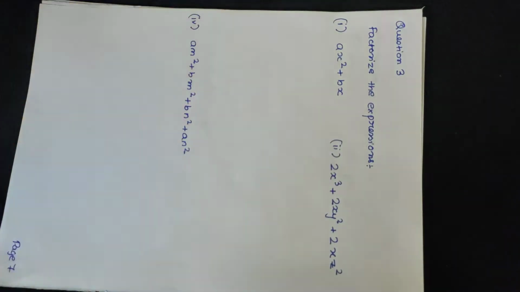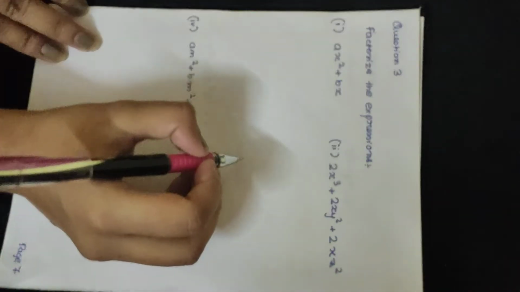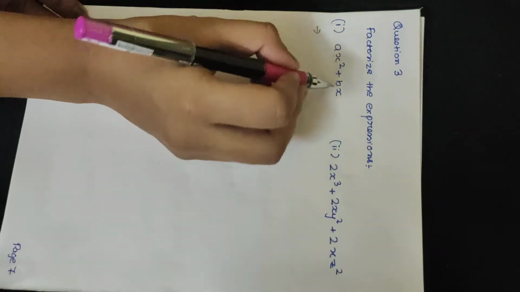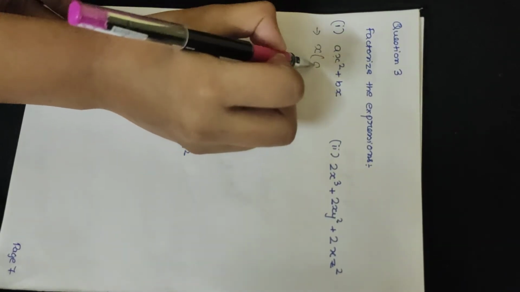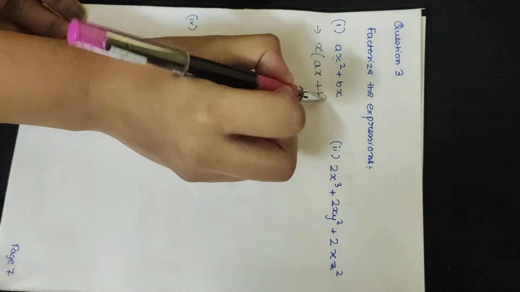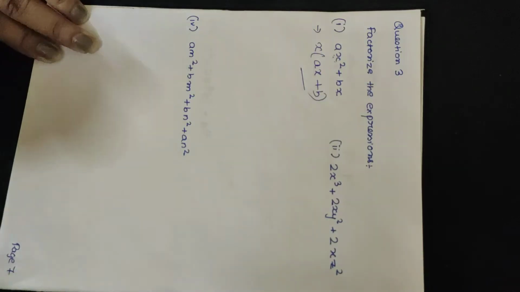Next we need to factorize this. So how are we going to factorize this? If we need to find the common here, what is common? x is common in both. So we take x, and one more x is left because it is square, and plus b. So this is our answer.